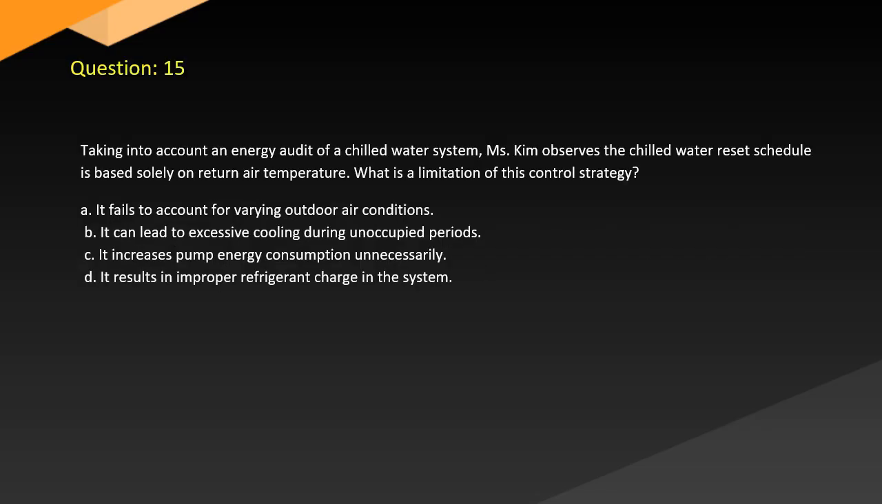Question 15. Taking into account an energy audit of a chilled water system, Kim observes the chilled water reset schedule is based solely on return air temperature. What is a limitation of this control strategy? A. It fails to account for varying outdoor air conditions. B. It can lead to excessive cooling during unoccupied periods. C. It increases pump energy consumption unnecessarily. D. It results in improper refrigerant charge in the system.